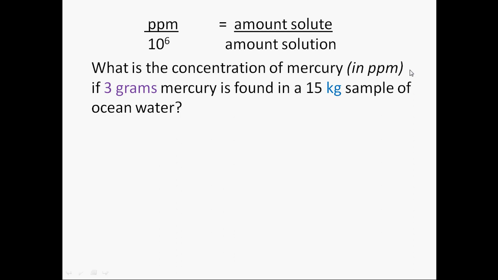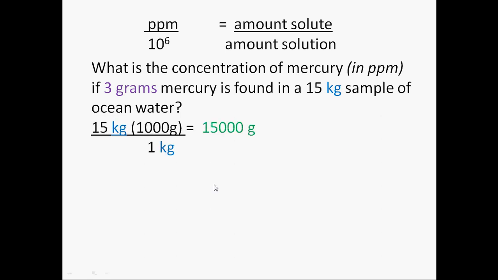Okay. Now, we're trying to find parts per million. We have the amount of solute, which is the mercury here, and we have the amount of the solution, the ocean water. Okay. But before we can plug things in, the immediate thing that I notice is that I've got one thing in grams and one thing in kilograms. That's not going to fly. We've got to have the same units on both top and bottom for parts per million and for percent composition. So what I'm going to do is convert my 15 kilograms into grams so that we're all the same.